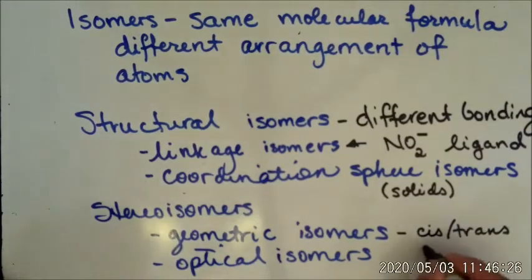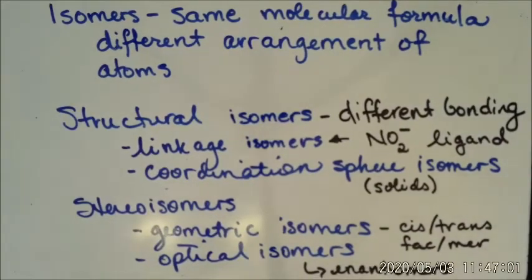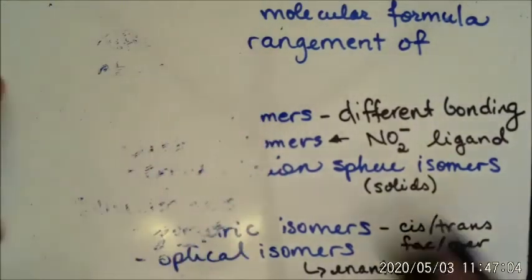There's another one, FAC and MER, for facial and meridional, and then optical isomers. These are also known as enantiomers, so we'll spend some time with enantiomers. Let's go through the different types of isomers, what they are, and give you examples. At the very end, we're going to put together a flow chart so you can say, what kind of isomers do I have? All right, let's take a look at structural isomers.